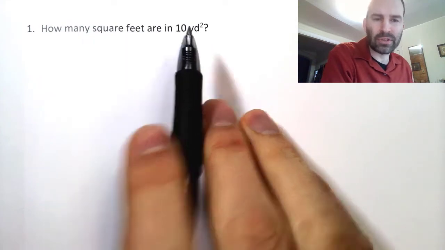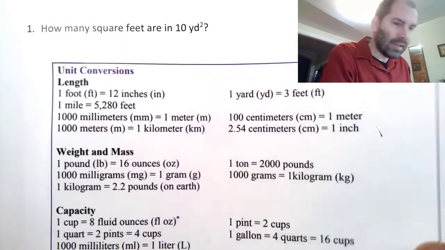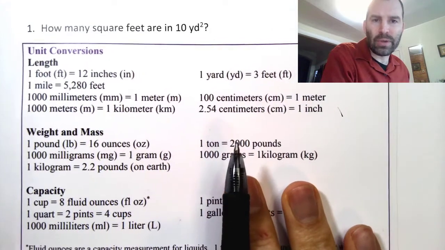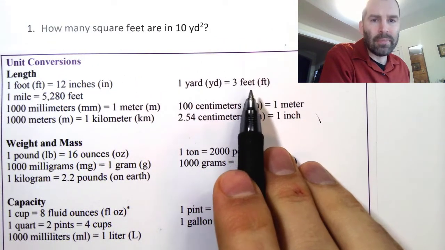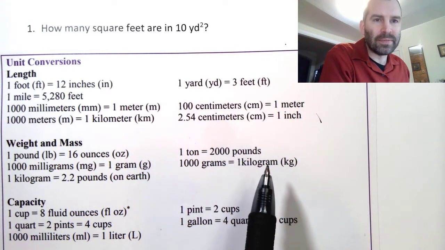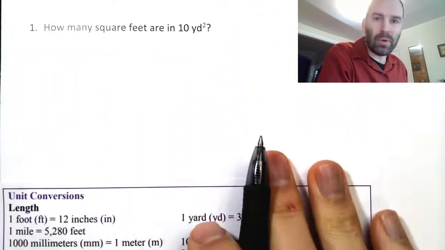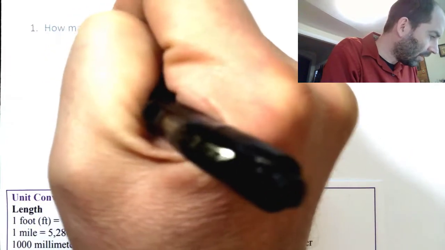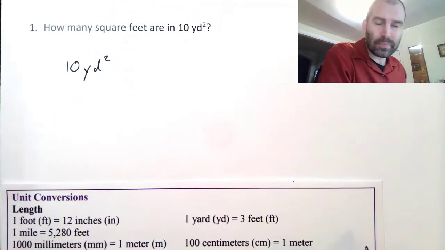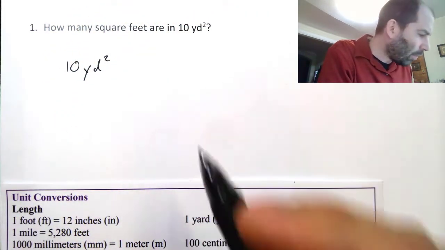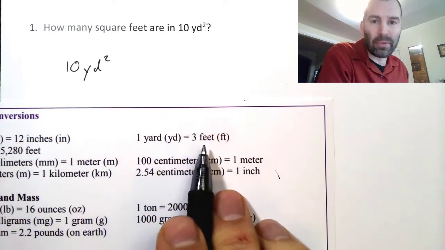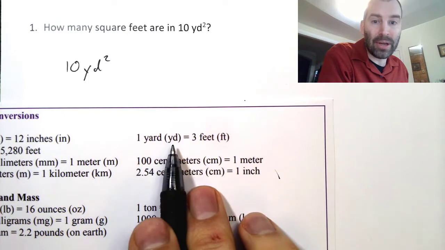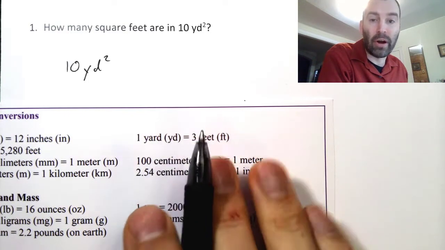All right, so we want to convert square yards to square feet. Now we have these conversions here. We know how to convert yards to feet, but how do we convert square yards? Well, let's see. What we'll do is we'll start with our 10 square yards. And what we want to do is convert to feet, so I want to cancel the yards. So I'm going to write this as a fraction with yards in the denominator. So I'm going to write 3 feet over 1 yard.